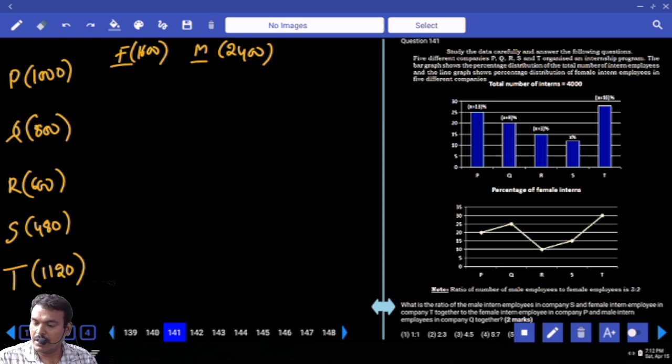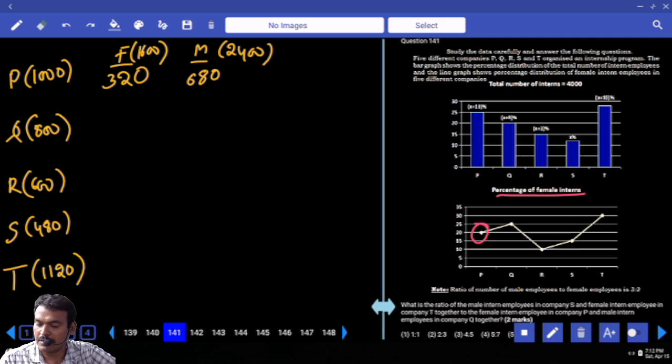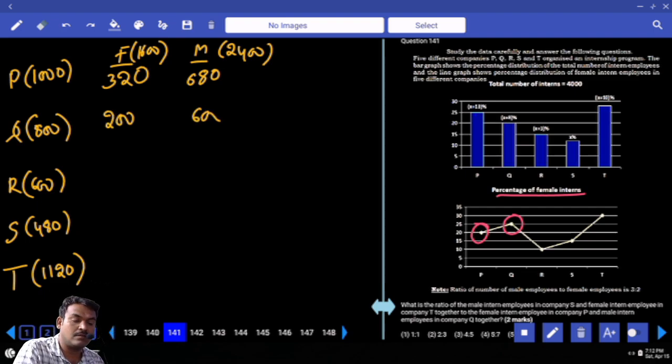What is the percentage of female interns? 20%. What is the 20% value? 320. Out of 1000, 320 complete. What is the remaining? 680. In Q, 25% are female. What is the 25% of 800? 200. What is the remaining value? 600. Next, in R, 10% of 1600.